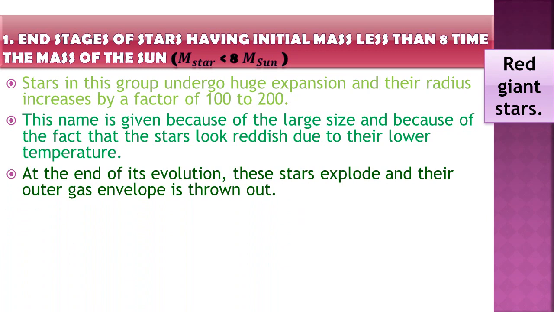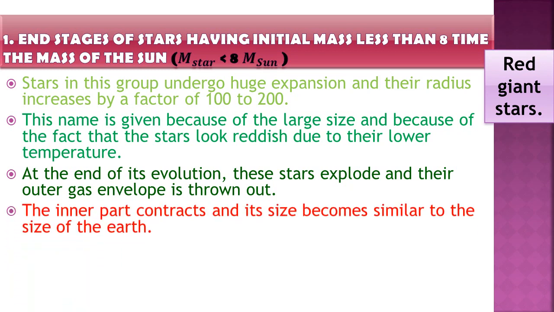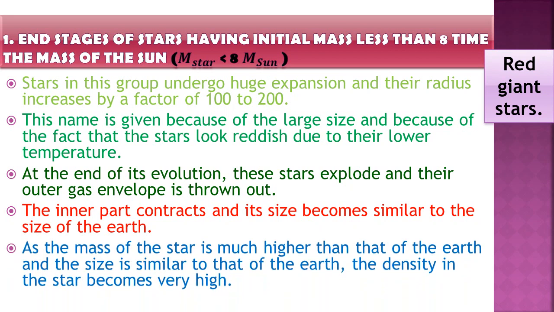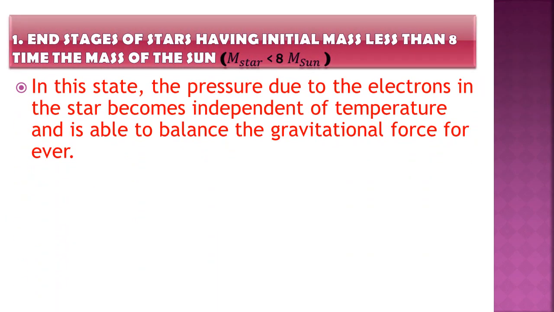And at the end of its evolution, these stars explode and their outer gas envelope is thrown out. And the inner part contracts and its size becomes similar to the size of the earth. And as the mass of the star is much higher than that of the earth and the size is similar to that of the earth, the density in the star becomes very high. Alright, so in this state, the pressure due to the electrons in the star becomes independent of temperature and is able to balance the gravitational force forever.